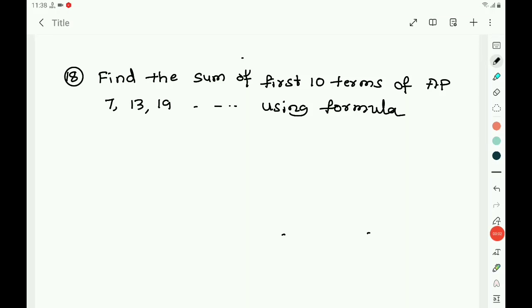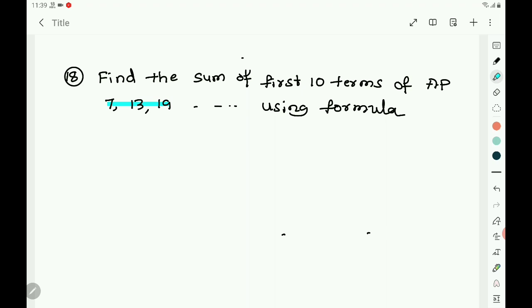Next question number 18. Find the sum of first 10 terms of arithmetic progression 7, 13, 19 and so on using formula. Here the given arithmetic progression, given AP, is 7, 13, 19 and so on. What we have to find out? We have to find the sum of first 10 terms.